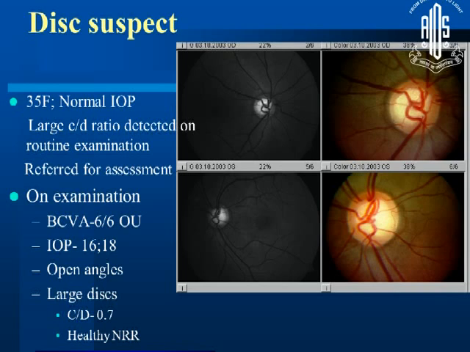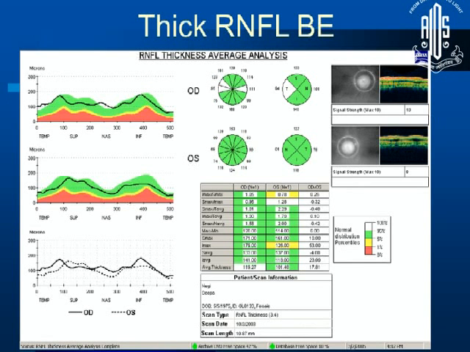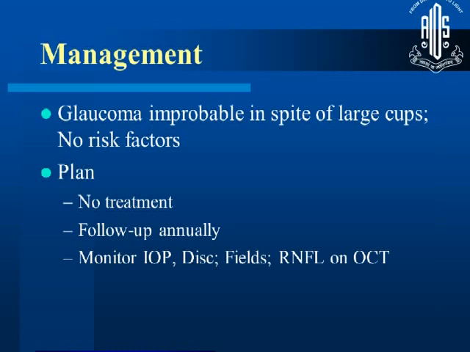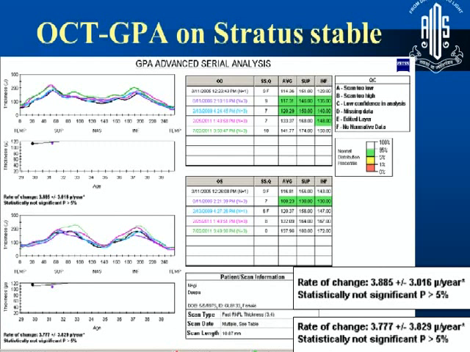So we'll just run through a few clinical situations. Now, this 35-year-old woman with large discs and large cups, so quite obviously looking physiological, but you'd like to do a baseline imaging just to be sure that you're not missing out on anything. Normal fields and FDT, thick RNFL in both eyes, improbable glaucoma, she was kept on treatment. So this is down almost 7 years now, it's still okay, and this is the Stratus OCT, which is actually thicker than even the normative database.